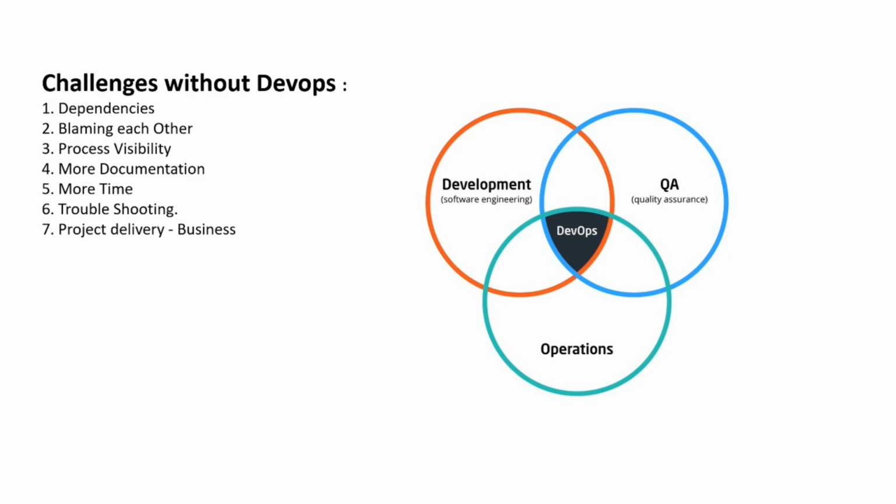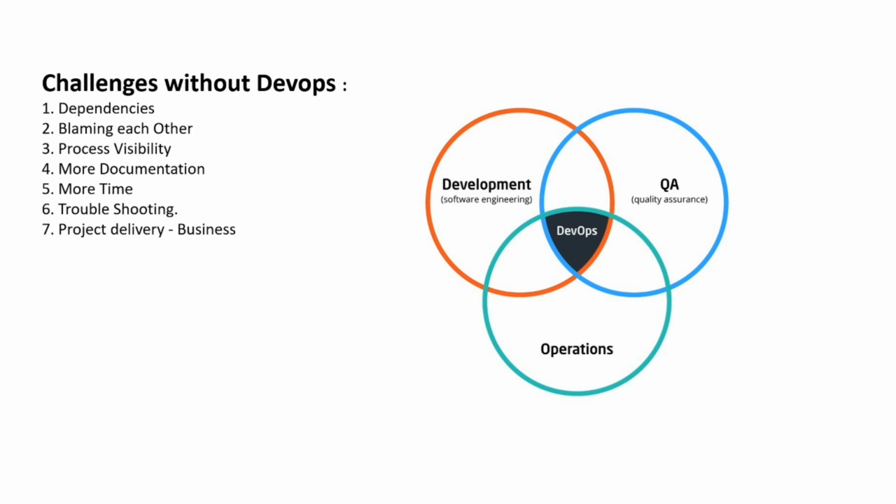So without DevOps, what will happen? There are a lot of dependencies, blaming each other, lack of process visibility, more documentation, more time spent troubleshooting, and delayed project delivery. When it comes to dependencies, if you see the diagram on the right side, there are the development team, the QA team, and the operations team. These are three individual teams. They have their own team members, and they have their own targets and everything.